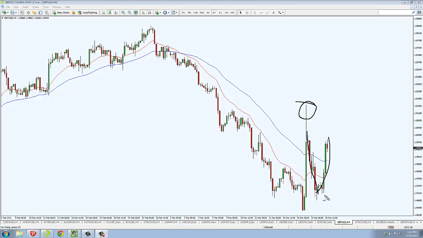Then traders will say there's a higher low over here, then we have a higher high over here. But looking left, the trend here is still down. So what do we do? All right, when you always face such a situation, go up one or two time frames higher to get a clearer picture.